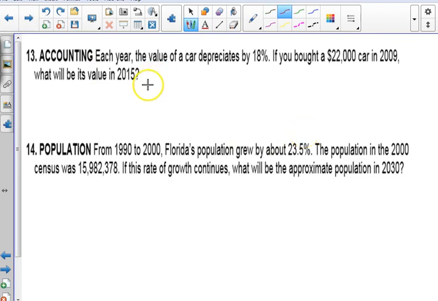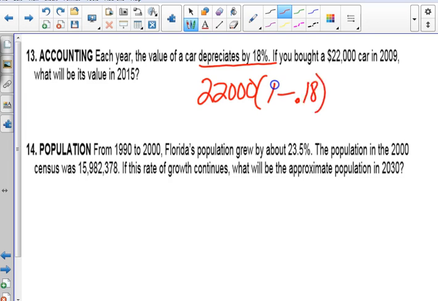Okay. I don't know why we get to this chapter and everybody thinks these questions are hard. These are exactly the same questions we did in chapter 5. Exactly. Okay. Car is depreciating. The original car was 22,000. Depreciating by 18% means what? Or 0.82, I think, right? Yeah.